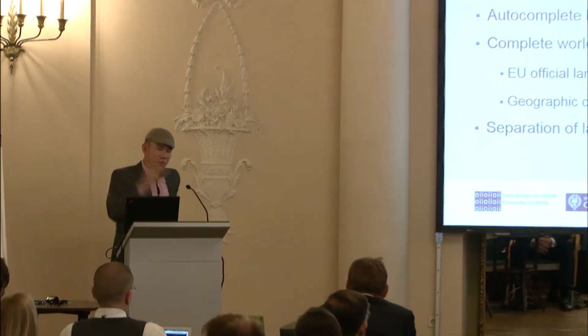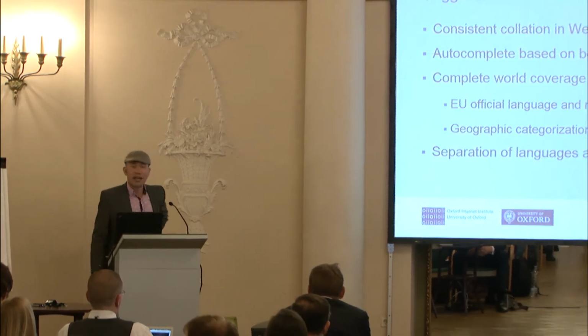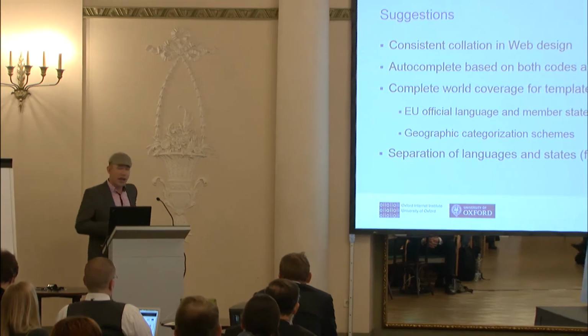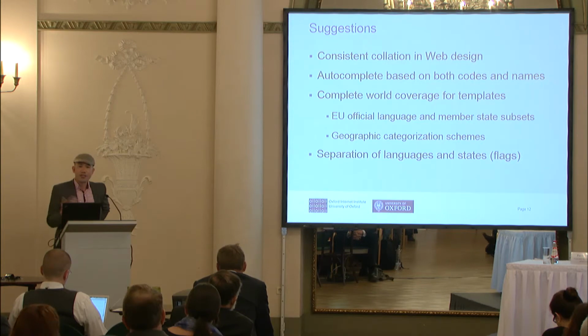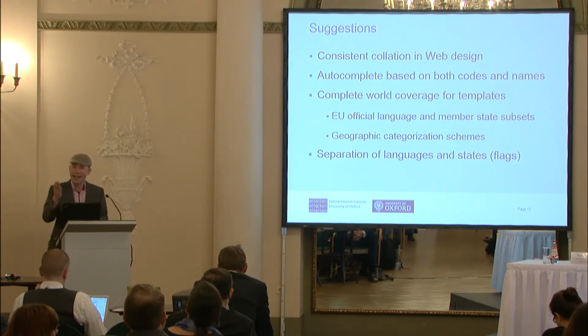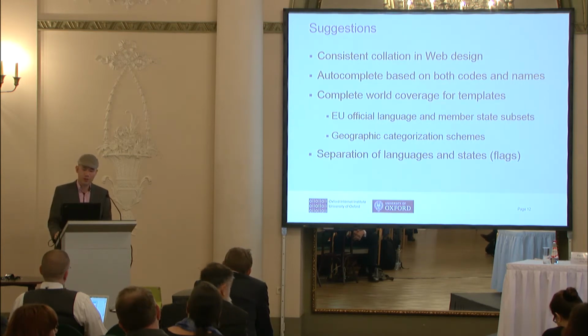Still, you can have the EU official language and member state subsets, and you can have different geographic categorization schemes. For example, you have the UN geographic scheme, the World Bank, and the CIA. They have different geographic categorizations of countries, and that can be used for a country selector as well.